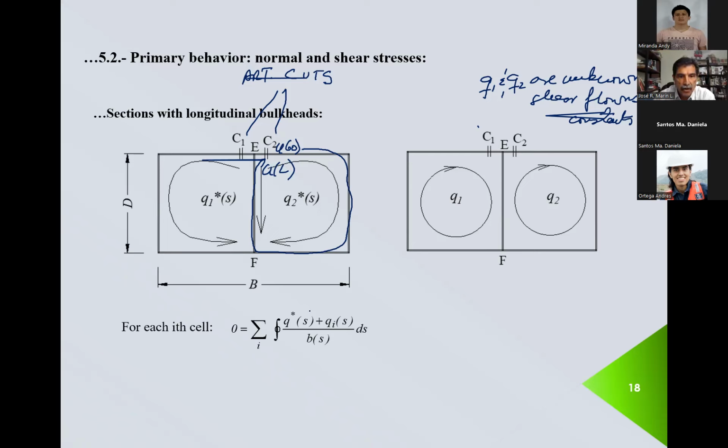Now, so we have Q star and Qi, divided by B, that's in general. That's the shear stress. And yes, this has to be divided by G, but we put here G times 0, and G times 0 is 0. And G is a constant, positive, so there's no problem. So, yeah. Let's erase that.